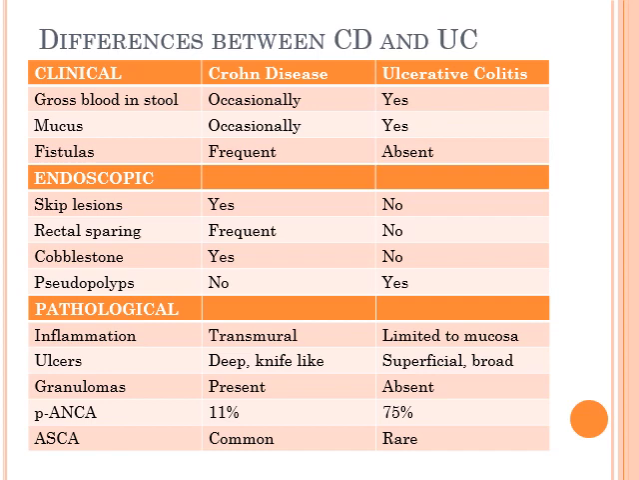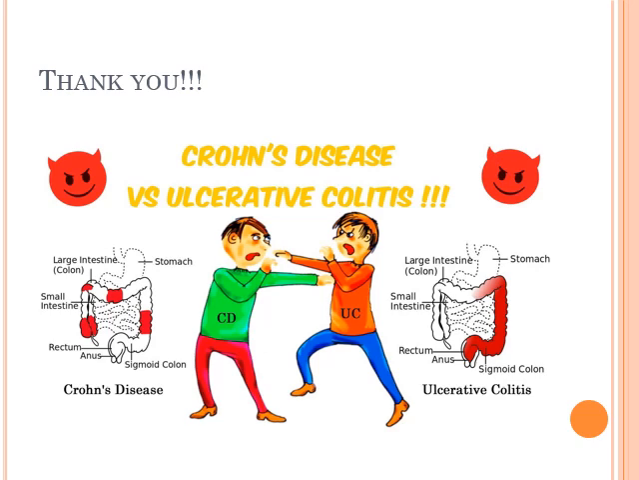P-ANCA antibody, if you do it, is present in 75% of cases of ulcerative colitis, whereas only 11% of patients of Crohn's disease have this antibody in their blood. And lastly, if you do this antibody to Saccharomyces cerevisiae, it is common in patients of Crohn's disease, but rare in patients of ulcerative colitis. So these are the differences between ulcerative colitis and Crohn's disease, and this slide actually summarizes everything which we have talked about till now. So that's all.